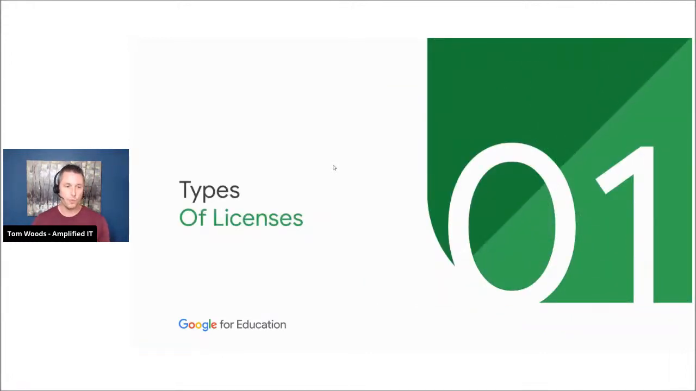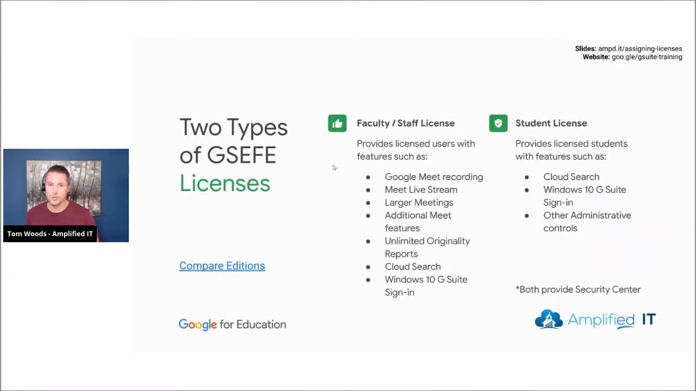All right, so let's get into it. What are the types of licenses? So just to make sure there isn't any confusion with what's available to you, when you're purchasing Enterprise for Education licenses, there are technically 2 different types. There's what you might call the normal license, or what would be our faculty and staff license. And having that license assigned to a user is going to give them all the things that you see on the Enterprise for Education page of listed features like Meet recording, live streams, unlimited originality report scans, cloud search, things like that.